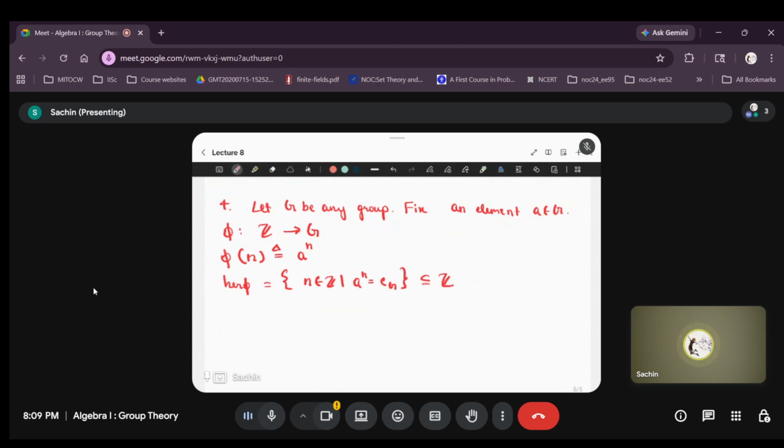So if the subgroup is the trivial subgroup, then it is of the form 0Z. And if the subgroup is not a trivial subgroup, then suppose H is the subgroup, we find the smallest positive element in H, and H will be simply equal to that smallest element times Z.